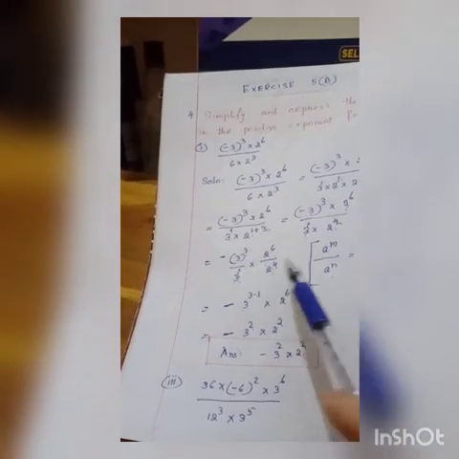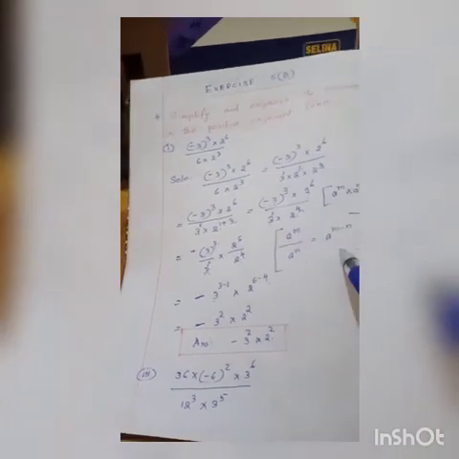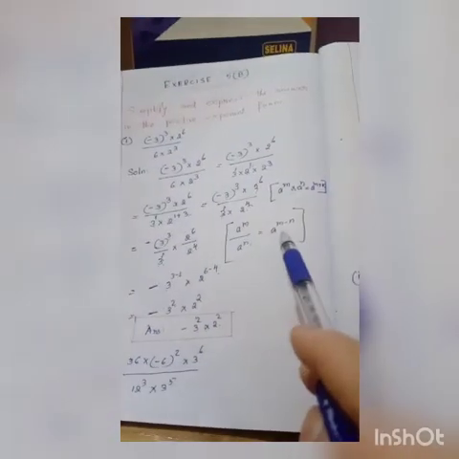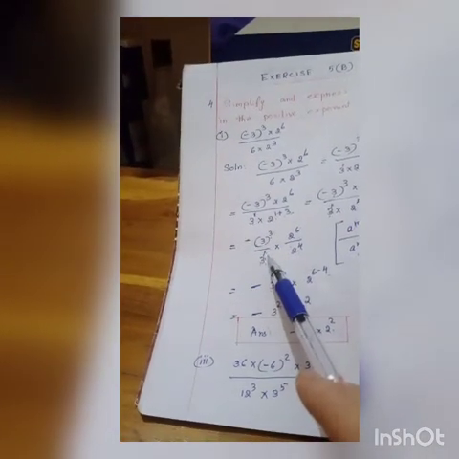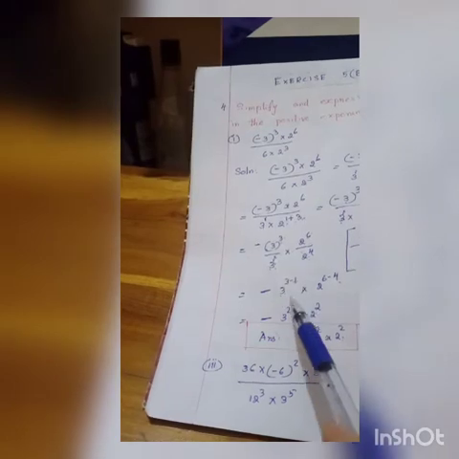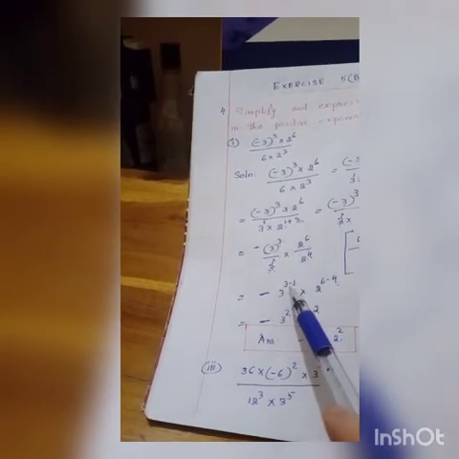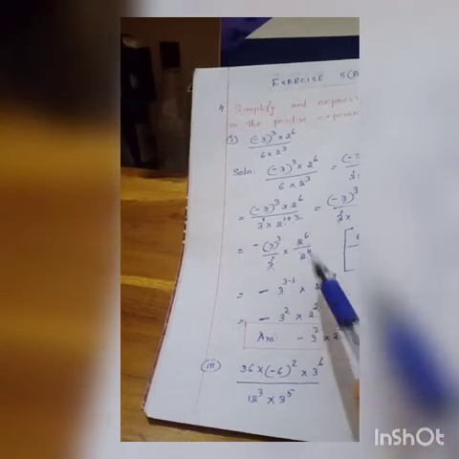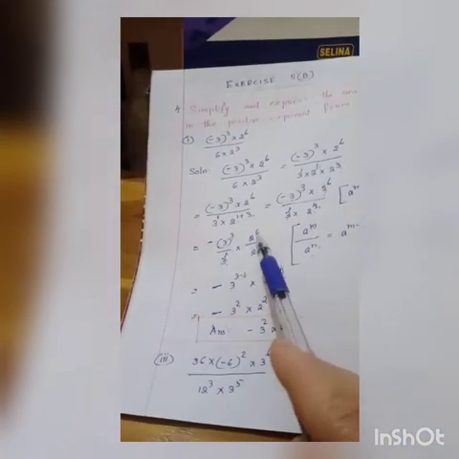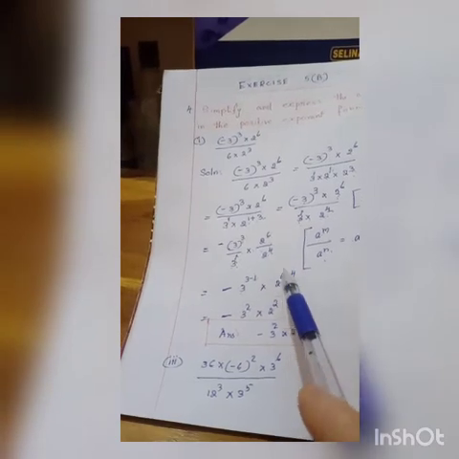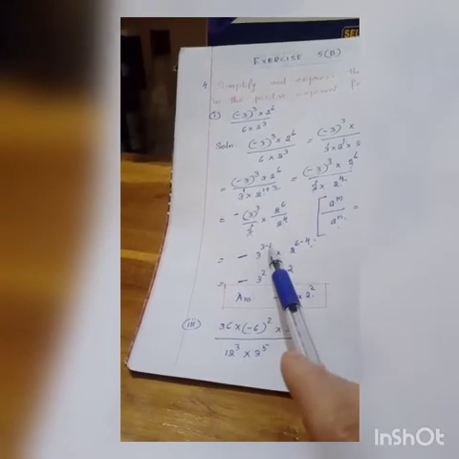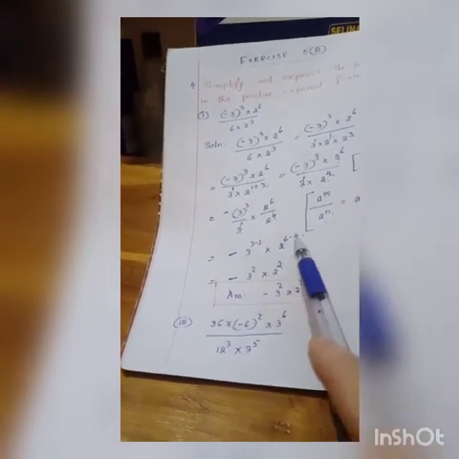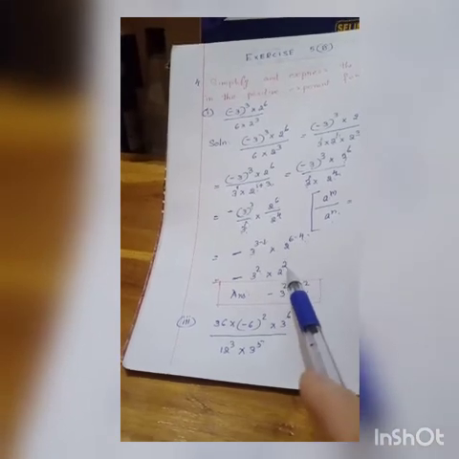Now in this step we use the formula a^m by a^n = a^(m-n). In division, the exponents are subtracted, right? So here 3^3 by 3^1, exponents 3 and 1. So we can write (-3)^(3-1) × 2^6 by 2^4, exponents 6 and 4, then 6 minus 4. So (-3)^(3-1) is 3^2, into 2^(6-4) which is 2^2.